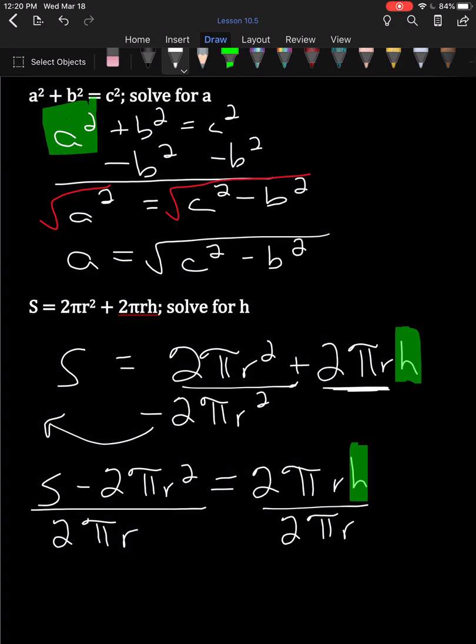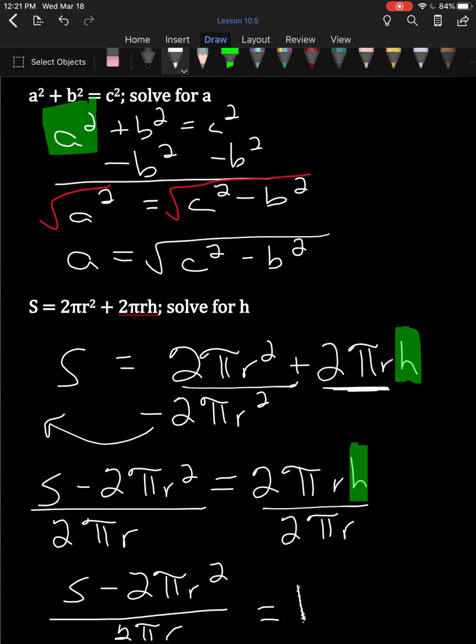There is subtraction in the numerator, you may not cancel. So this is s minus 2 pi r squared divided by 2 pi r. I cannot write an r in this little space to save my life. R, good enough, is equal to h.